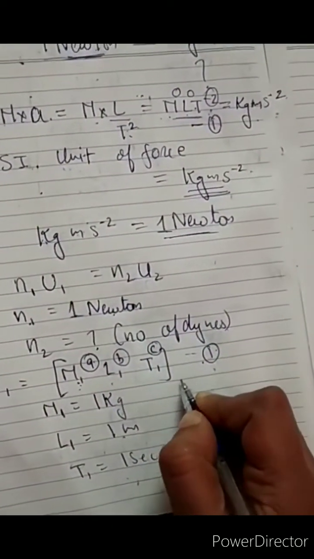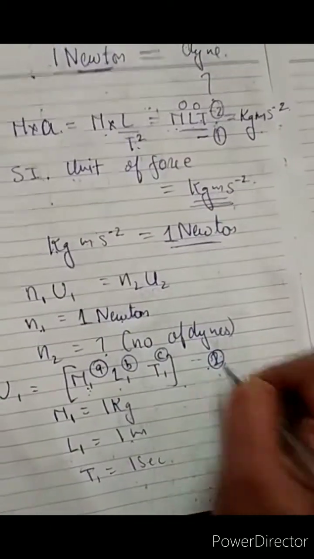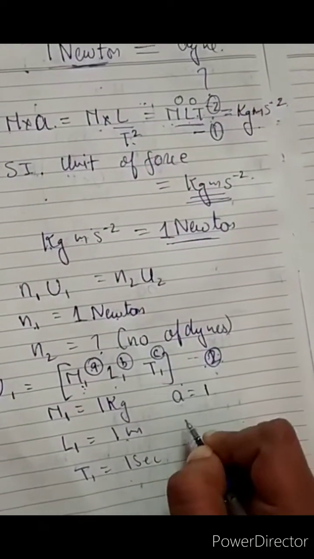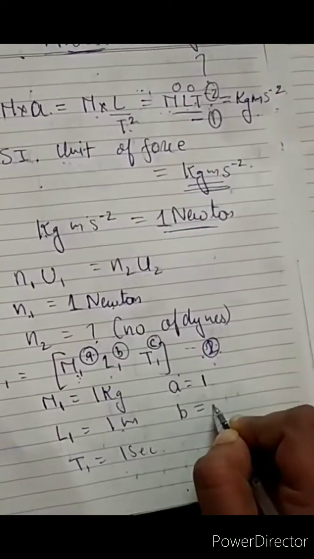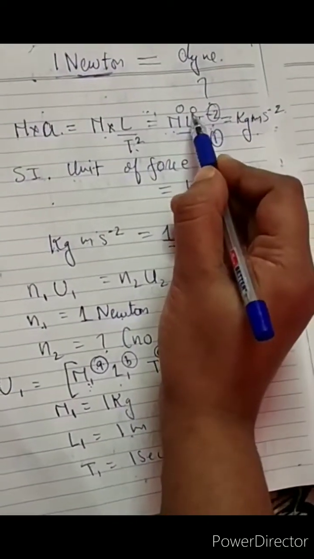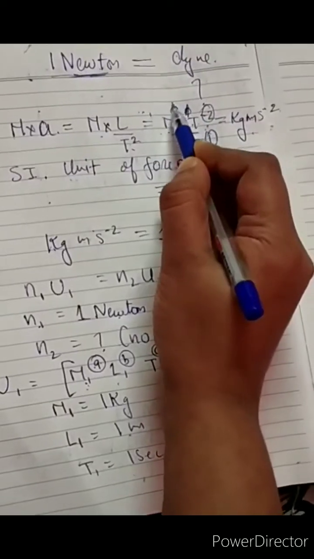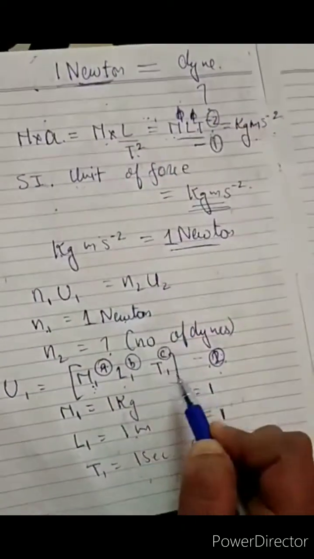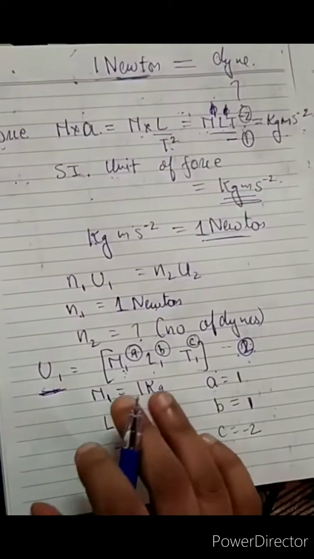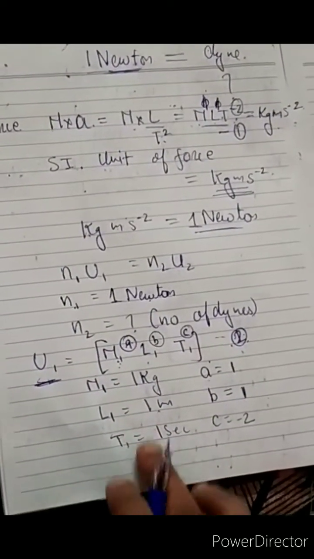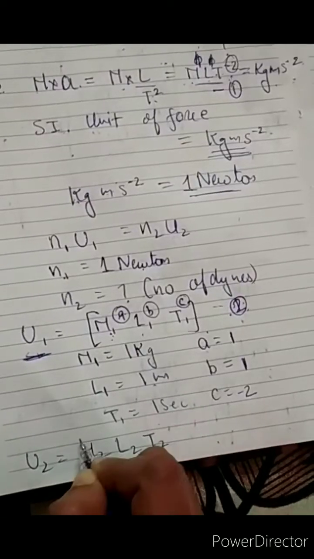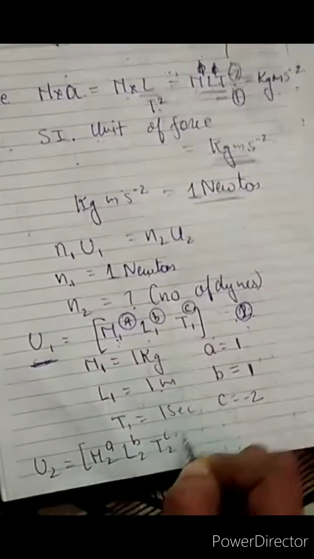Now compare B with this, and C with this. From equation 1, comparing, A is equal to 1, B is equal to 1, and C is equal to -2. Because we have 1 Newton over here, I just want 1 kg mass, 1 meter and 1 second. Similarly, what is my U2? U2 was M2, L2 and T2 with the same powers A, B and C.